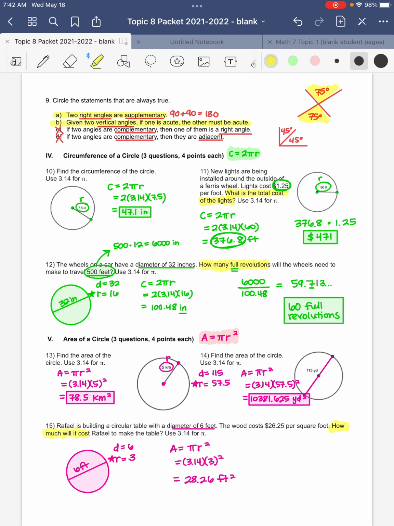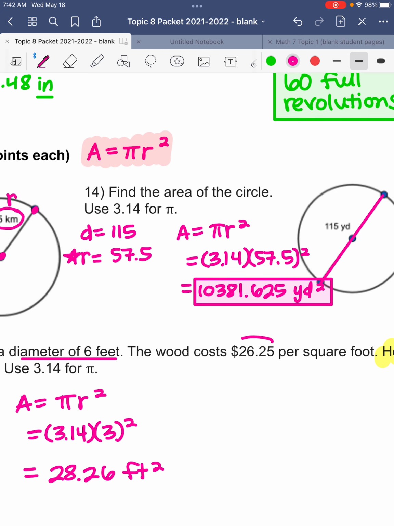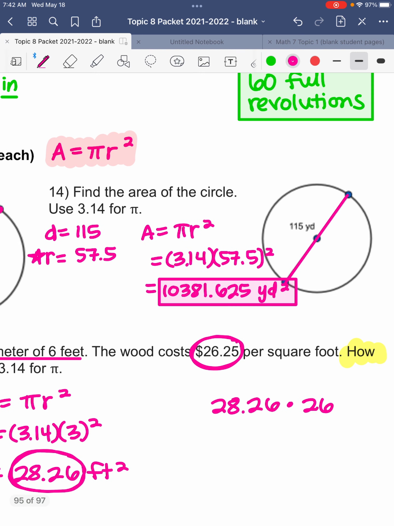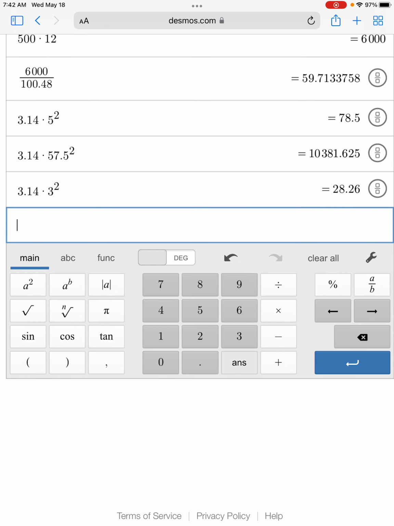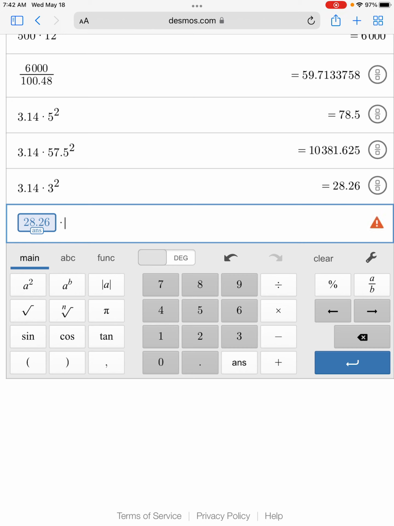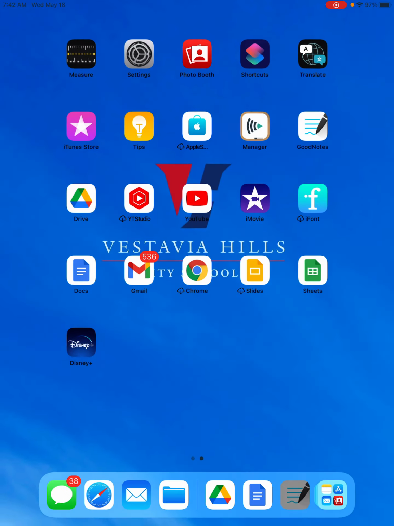So what do I need to do now with the 26.25 and the 28.26? Did you say multiply them? Because if you did, you're correct. So 28.26 times 26.25. Let's put that in our calculator and find out what we get. So I'm just going to copy that answer, and now I'm going to multiply that times 26.25. And I get 741.825.